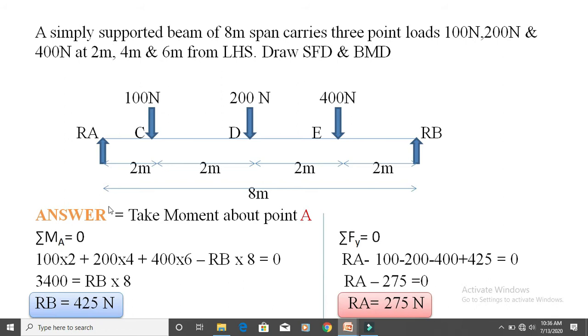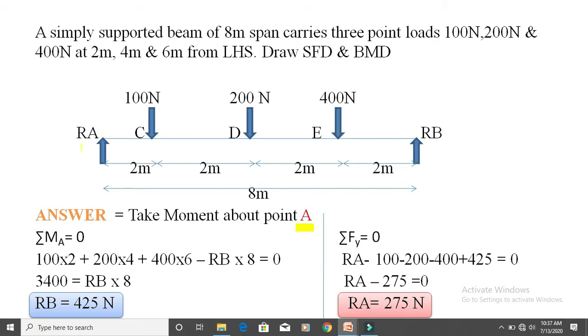So our first step is to take moment about the point A. While taking moment, clockwise forces are considered positive, anti-clockwise forces are considered negative, and moment means force into perpendicular distance. So there are 1, 2, 3, 4 and 5 forces available.